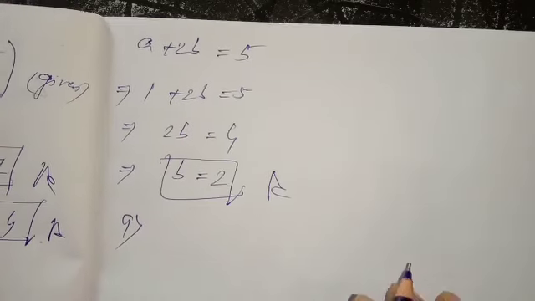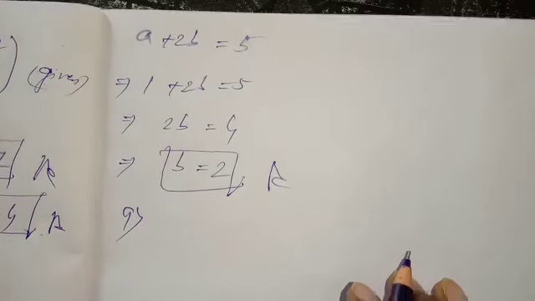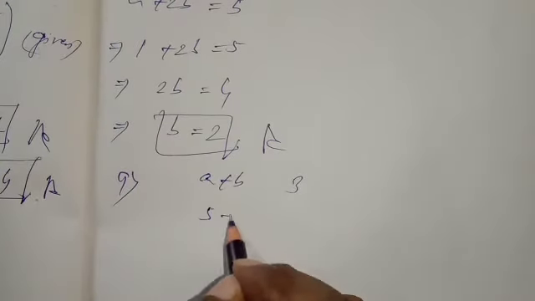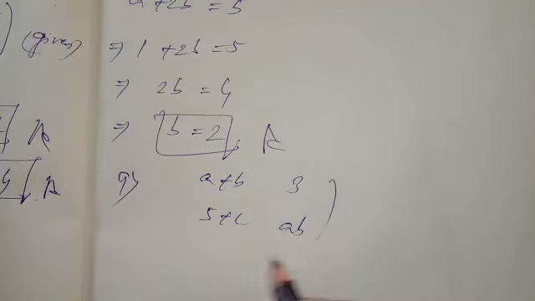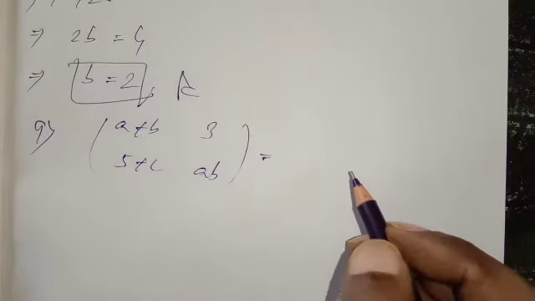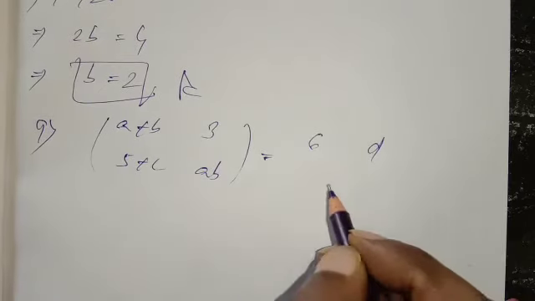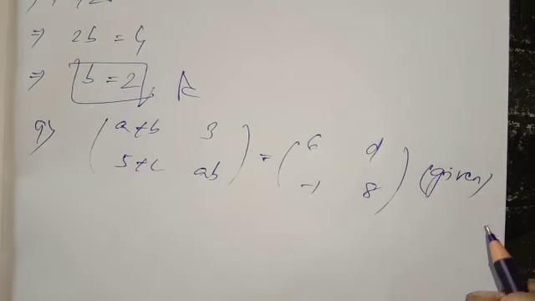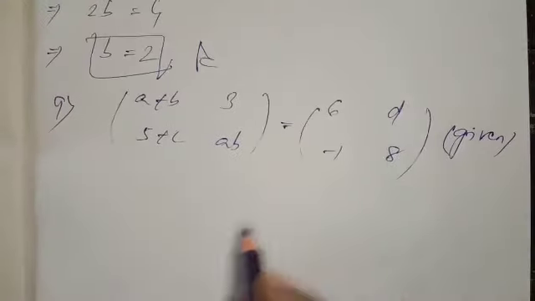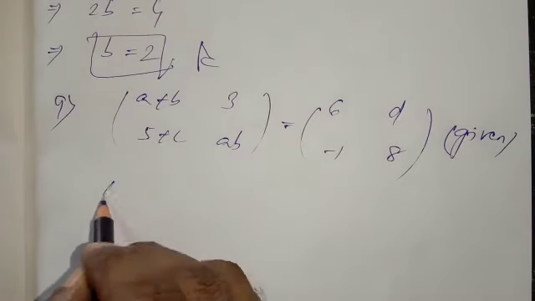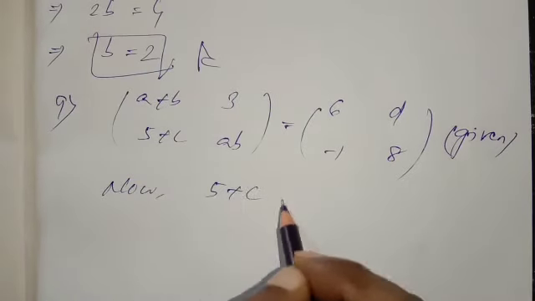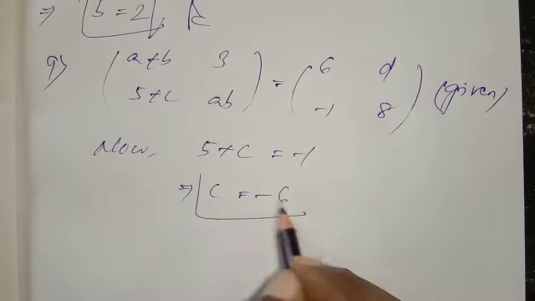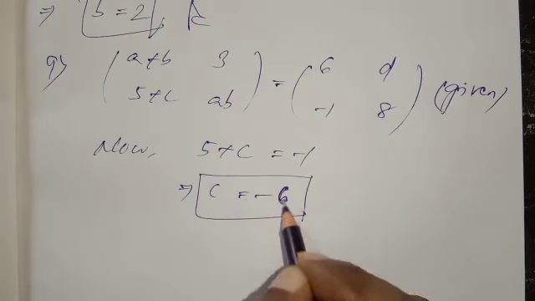Last question, that is number 9 question. First write what is given in this question. a plus b, 3, 5 plus c, ab equal to, it is given 6d minus 1, 8. Comparing both sides, 5 plus c is equal to minus 1. Therefore, c will be how much? Minus 1 minus 5, that is minus 6. c is equal to minus 6.